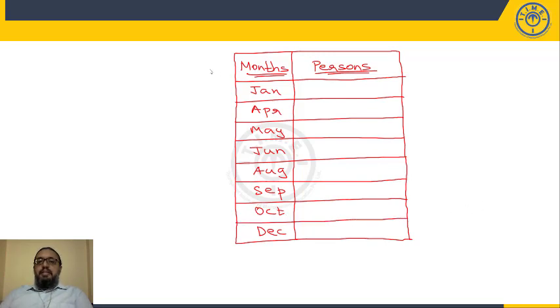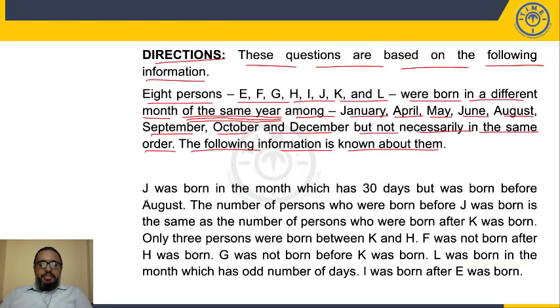Now since months are given, we will also make a note of the number of days in each of these months. So Jan is 31, April is 30, May is 31, June is 30, August is 31, September is 30, October is 31, December is also 31. Correct? Now, the conditions. J was born in the month which has 30 days but was born before August. But was born before August again refers to the same person. J was born before August but in a month which has 30 days.